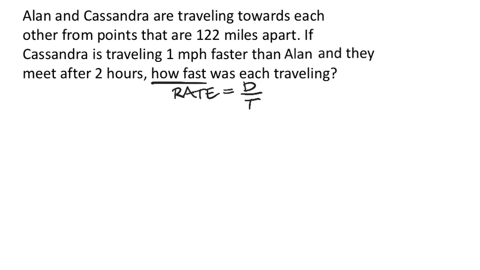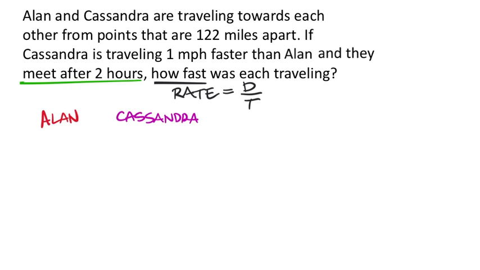So we got two people. Let's see how this goes. I do know that I got Alan, and then on the other hand, we have Cassandra, and we're going to take those rates. I guess our final situation here is that they meet after 2 hours. So that's our time on that one.